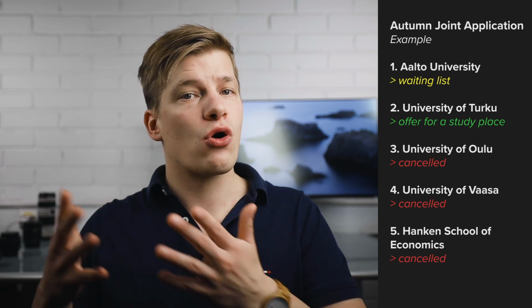However, all of the other options would be cancelled. If you are happy with the University of Turku, you can go ahead and accept your admission. However, if enough people were to cancel their application to Aalto University, which doesn't really happen in the real world, and you were high enough in the waiting list, you still have a chance of getting a place at Aalto University. So that's basically how the autumn joint application works.